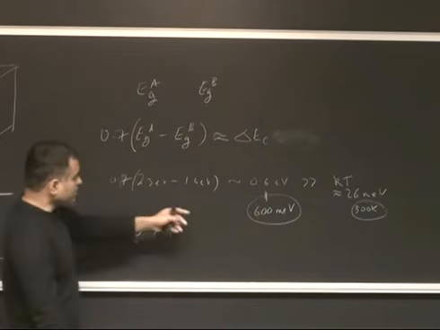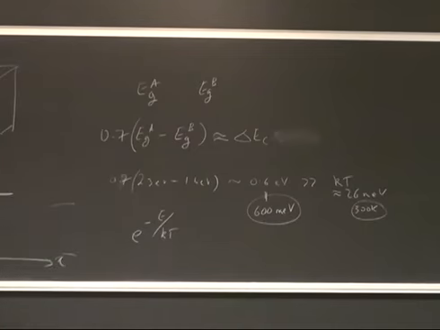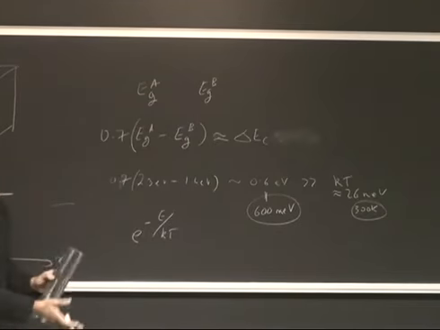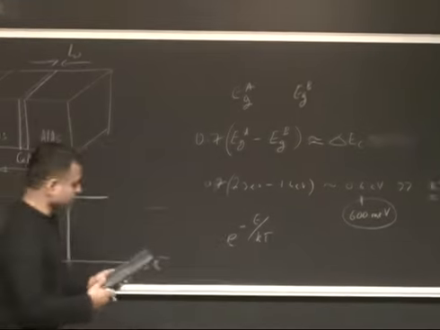So e to the power 600 by 26 is pretty much infinity. I mean, it's a very large number, right? So there's very little escape. It's going to get stuck there. I mean, that is one of the meanings of quantum confinement as well. So the barrier height is too large for the electron to get away with thermal kicks, with thermal energy. That's the meaning of it.